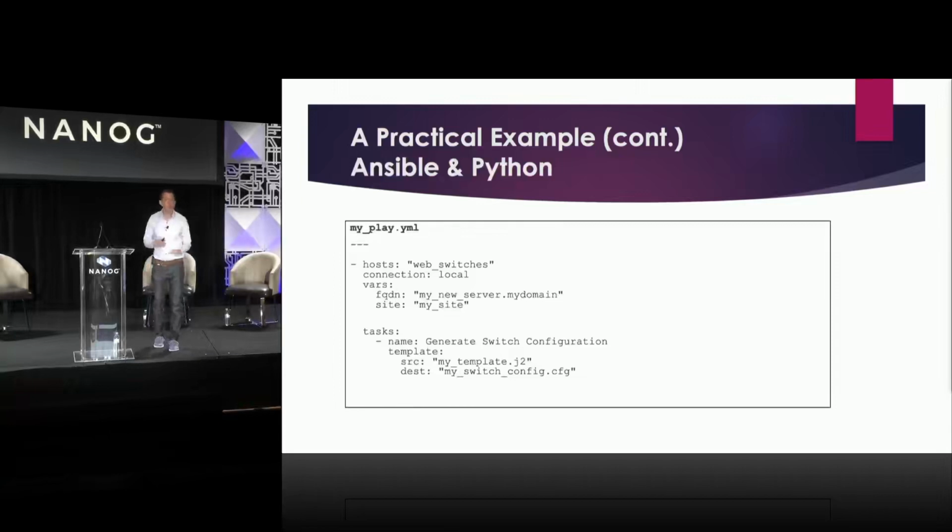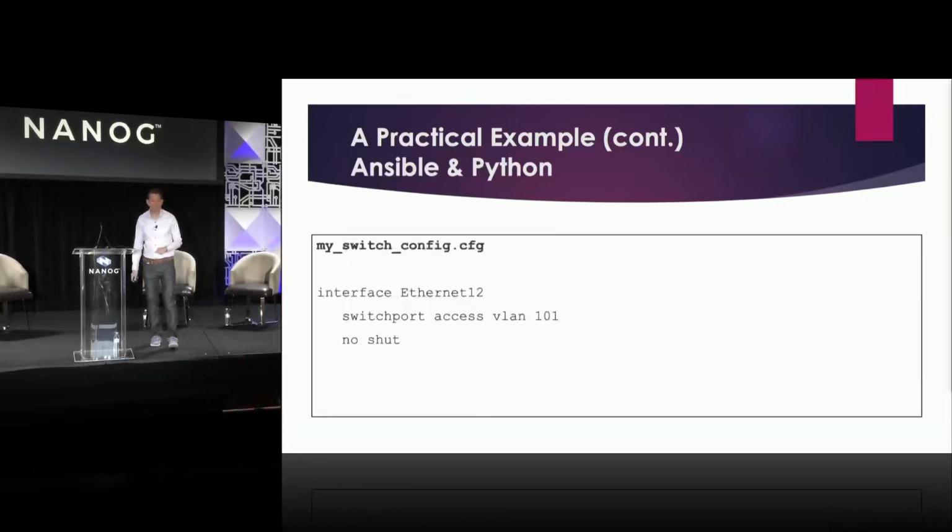So Ansible will take over. We'll run the Python code that we've written, extract that information out of the database, and merge that in with the Jinja template, and produce our switch config, which will hopefully look something like this. So we got a port back from the database, port 12 is available, and VLAN 101 is free. And so that's what we're going to use to configure these ports on the switch.